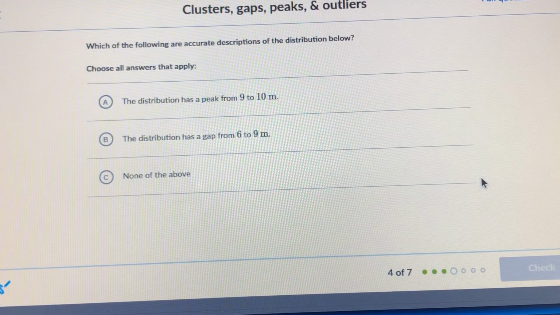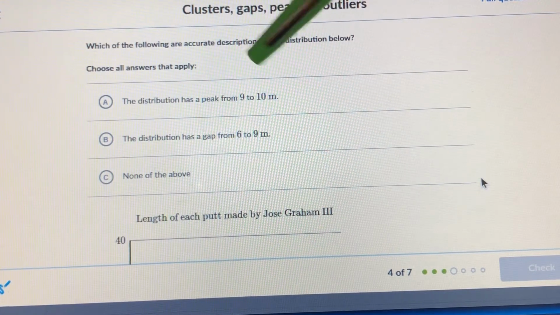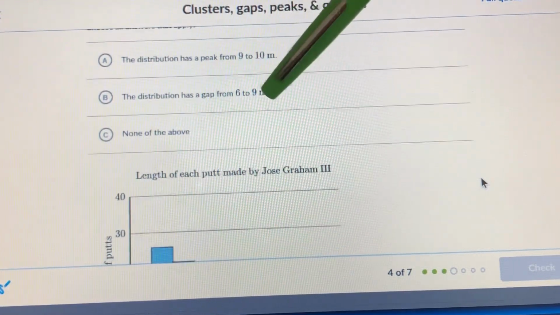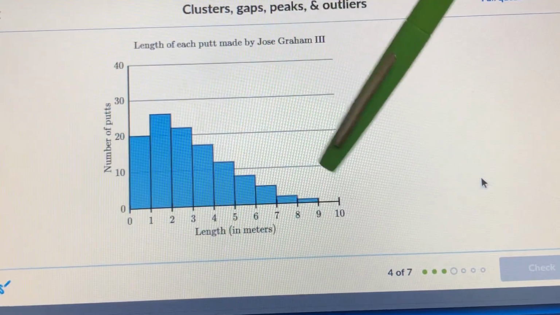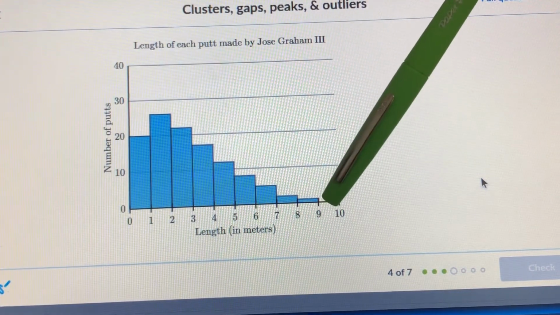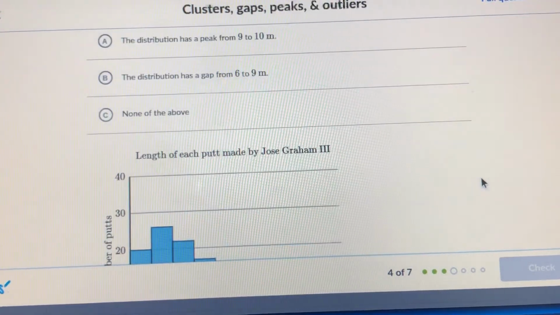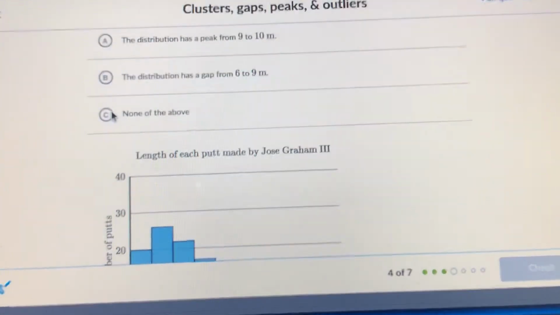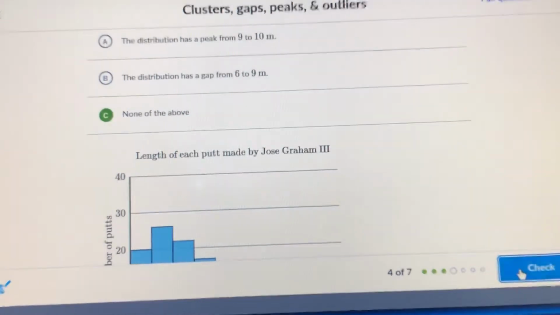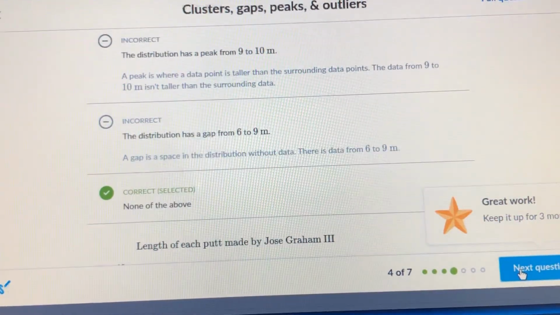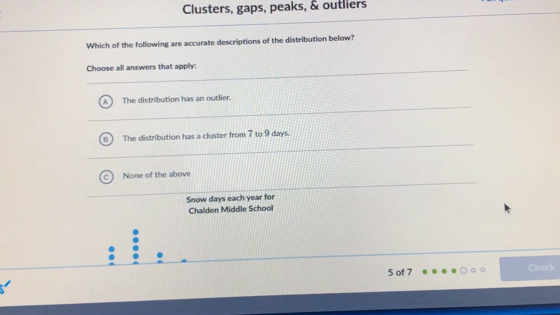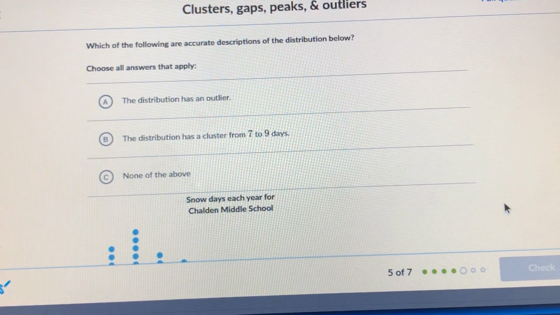All right, which of the following is an accurate description? We're looking for a peak from 9 to 10 or a gap from 6 to 9. So we have a gap at 9 to 10. We do not have any, we have a peak from 1 to 2. So this again would be none of the above. Some of these you can probably look at really quickly. I am going fast for the video, but you should go slower so that you don't make any mistakes.